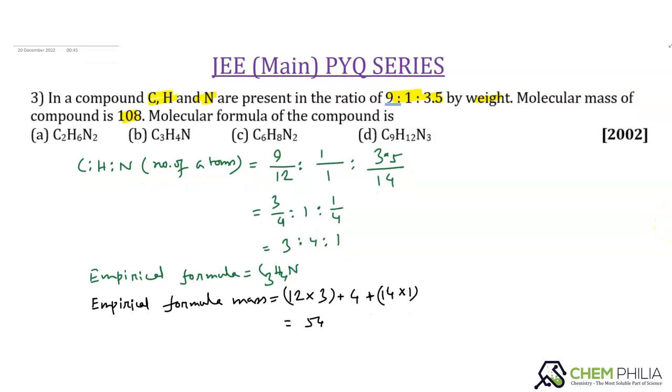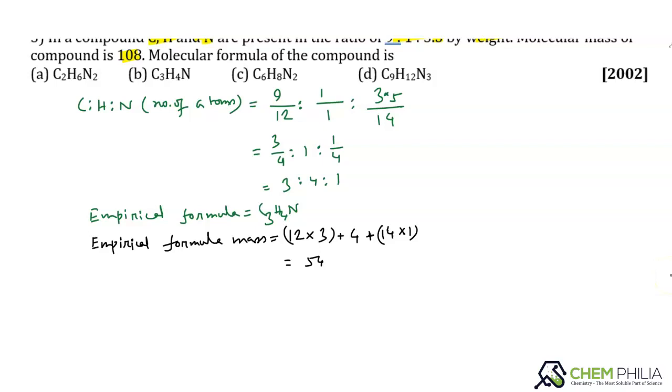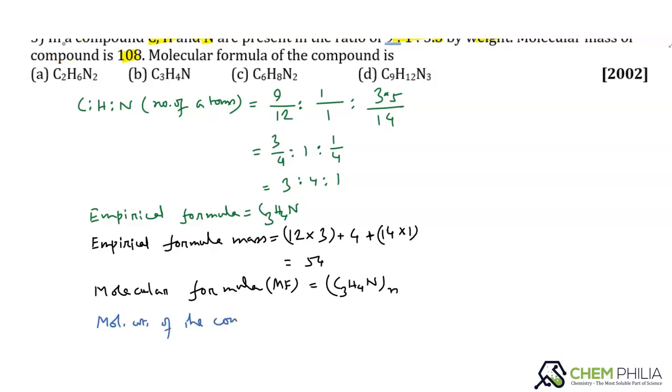of this compound. Now since empirical formula is C3H4N, so let the molecular formula, remember molecular formula is written in short as MF. So molecular formula is what? C3H4N whole n. So let us consider this is the molecular formula, right? Now what is the molecular weight? The molecular weight is given in the question. So the molecular weight of the compound is equal to what? Is equal to 108.